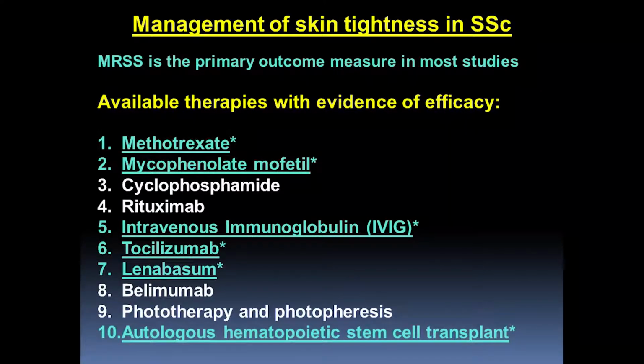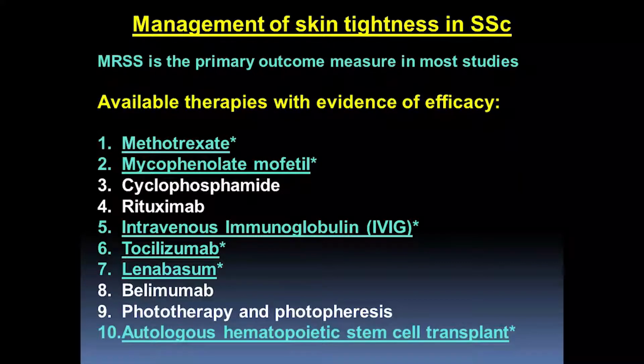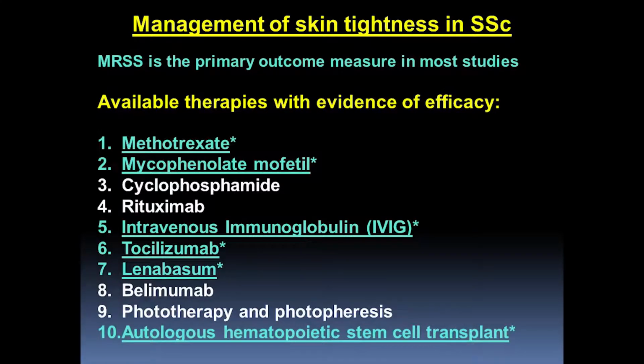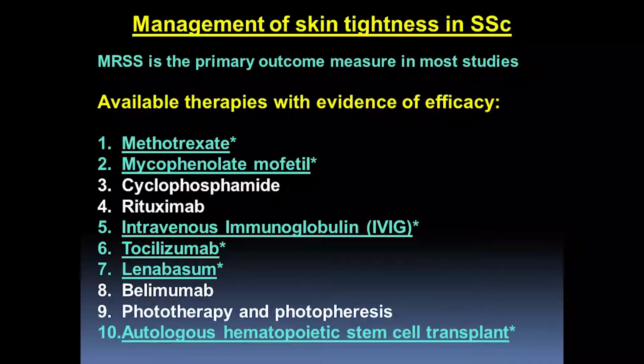Rituximab has some information. Intravenous immunoglobulin, I particularly have been quite impressed in those patients in whom this drug was made available through the insurance, which is not always easy. And tocilizumab has some interesting data available. We already heard about Lenabasum once before.